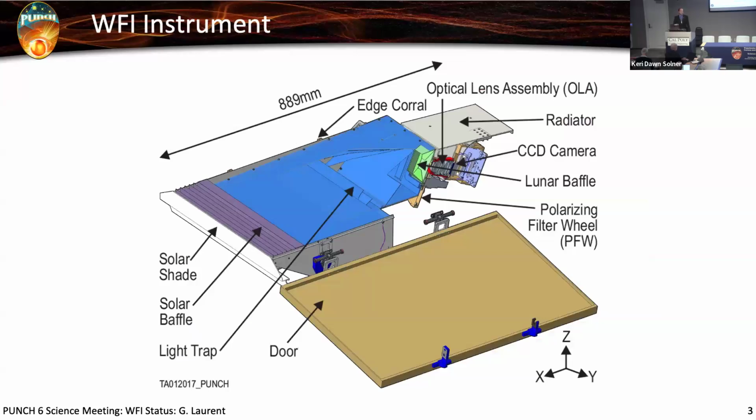So this is a cutaway of the WFI instrument showing the baffle design. The baffle is designed to attenuate to a high degree solar light, as well as earth shine and lunar light. Light then goes through a polarizing filter wheel, goes through a set of custom optics, and then comes to a focus on a CCD camera. There's a one-shot door with a hop actuated paraffin pin puller.